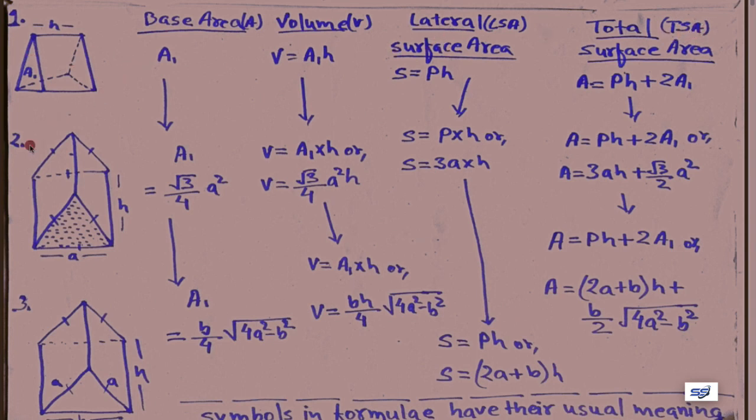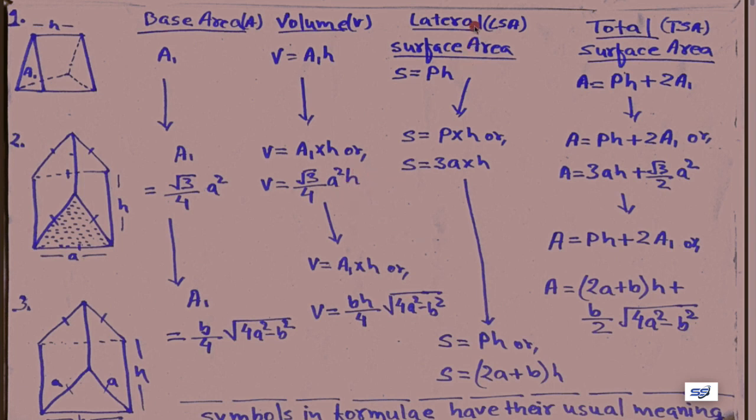Now, see here, figure 2. In this figure, we will find the same things, base area, volume, lateral surface area, and total surface area, using some different formulas. Now, given to us, the base is an equilateral triangle, so the area of the base, A1 is equal to root 3 upon 4 a square. Volume V is equal to A1 into h, or root 3 upon 4 a square h.